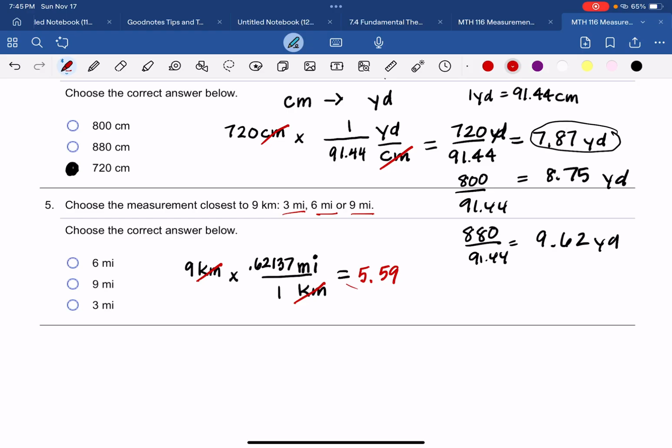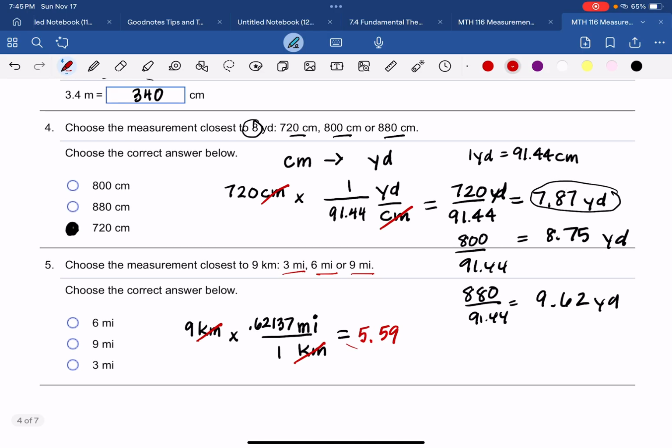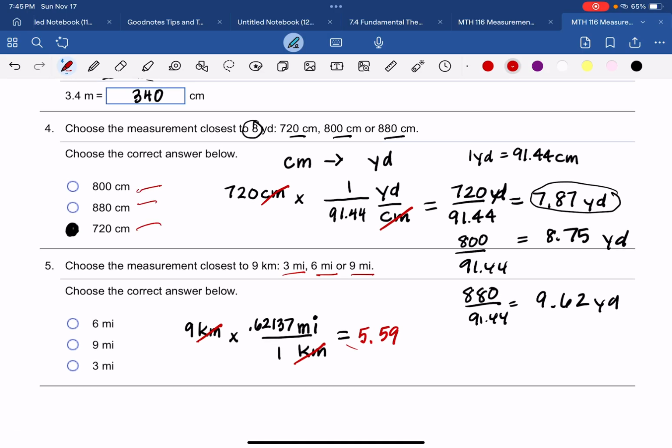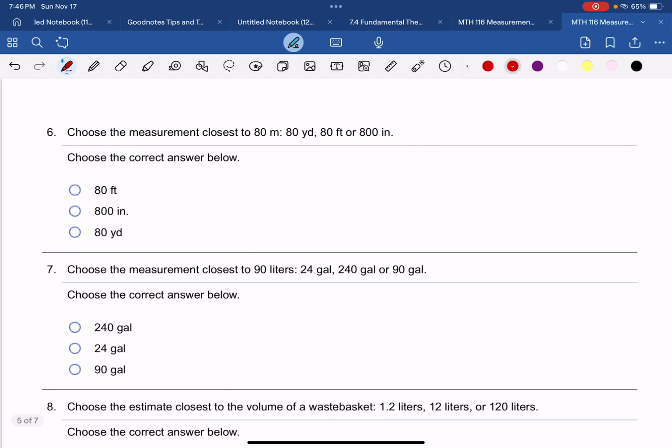3 miles, and I did this one a little differently. Instead of just checking each one of these, I went ahead and changed the 9 kilometers over to miles, so that's 5.59 miles. Now the closest to that is going to be the 6, and we don't have to do the arithmetic more than one time. So that might be a little bit more efficient way to do it. You could check the 9 and the 3, but you really don't have to if you do it that way.